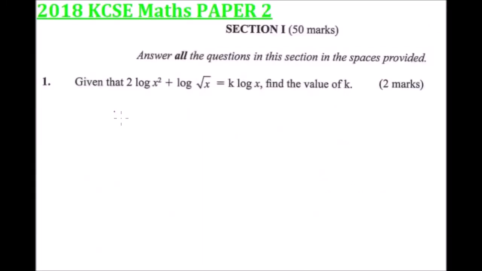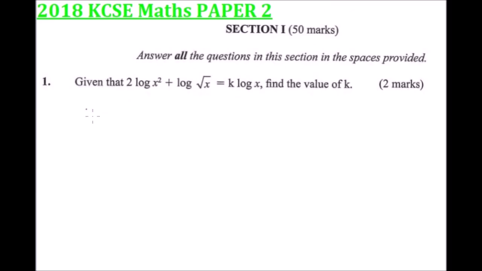Okay, this is 2018 KCSE Maths Paper 2, question number 1, in section A, where you are supposed to answer all the questions in the space provided. Question number 1 was: given that 2 log x squared plus log square root of x equals k log x, find the value of k.